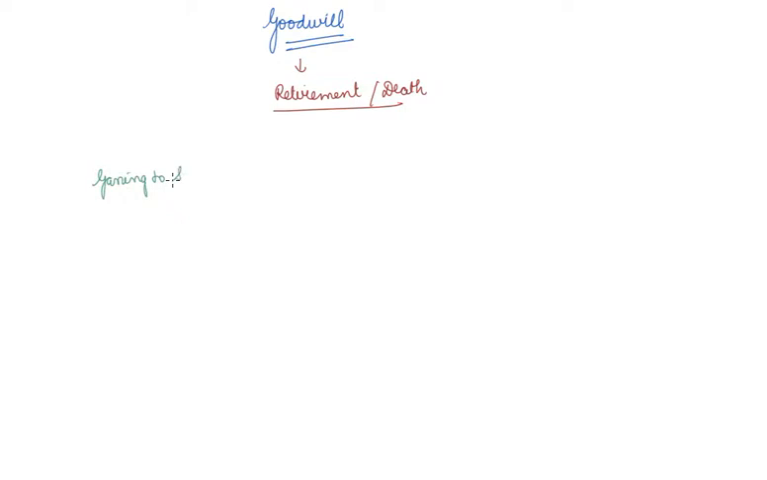So the entry that will be passed is gaining to sacrifice, which means who all are gaining? Old partners. So old partners' capital account debit to retired partner's capital account.